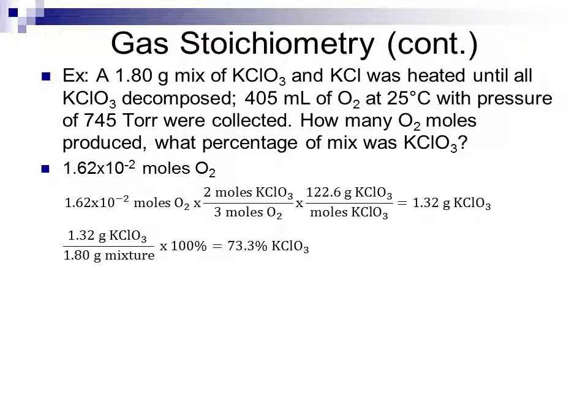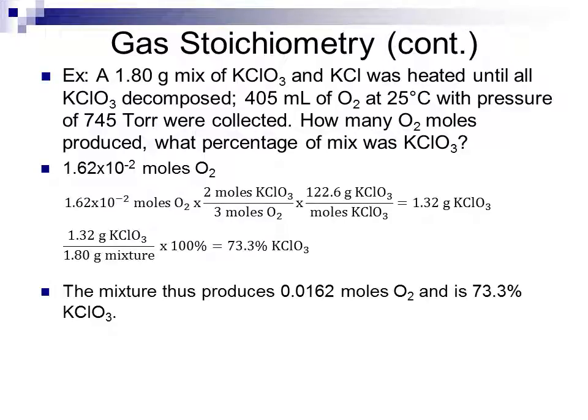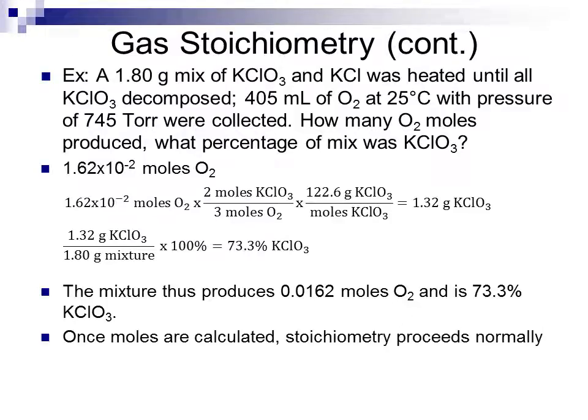If we compare this to the initial part of the mixture that we had, as expressed as a percentage, we find that we have 73.3% of the mixture as potassium chlorate. We produce 0.0162 moles of oxygen, and the mixture contained 73.3% potassium chlorate. Once we calculate moles of a gas, stoichiometry proceeds just like it does any other time.